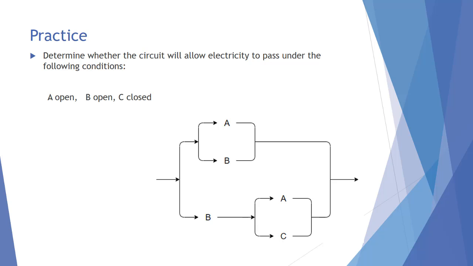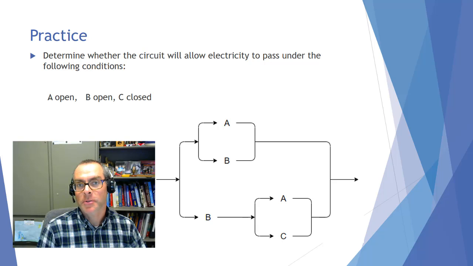Really what matters is will electricity flow through A or B. And that just proves that this circuit is actually more complex than it needs to be. It could be simplified, and that's the topic of one of our next lessons.